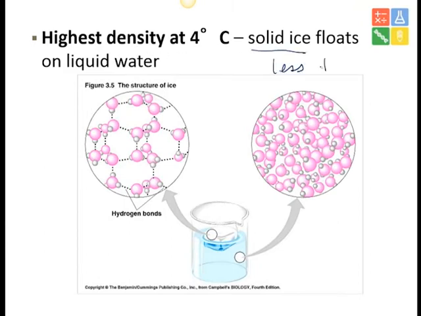The last property that we're going to be looking at is the fact that solid ice is less dense than liquid water. And this is contrary to the trend of solid substances being greater density than the liquid counterpart. So it's due to the highest density of water at 4 degrees Celsius, so that's above the freezing point.